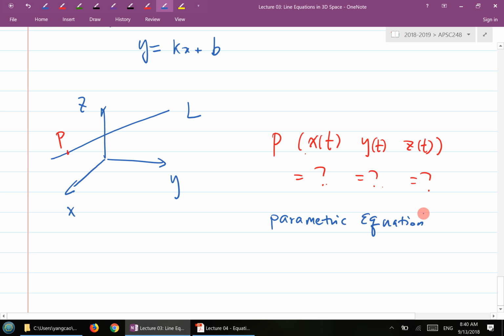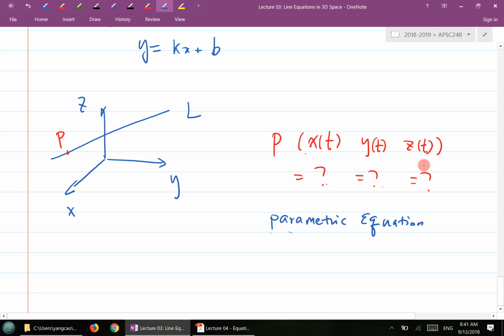Okay, parametric equation. Parametric equation is, you look at the wording, parameter. The t basically is the parameter right here. It's an equation, it's 3 equations, technically speaking, and you put them together, it's a set of equations. And all of the equations are a function of this parameter t. Okay, that's called the parametric equation.